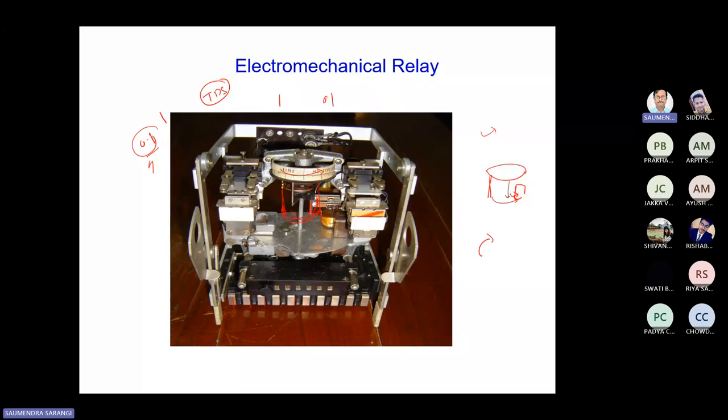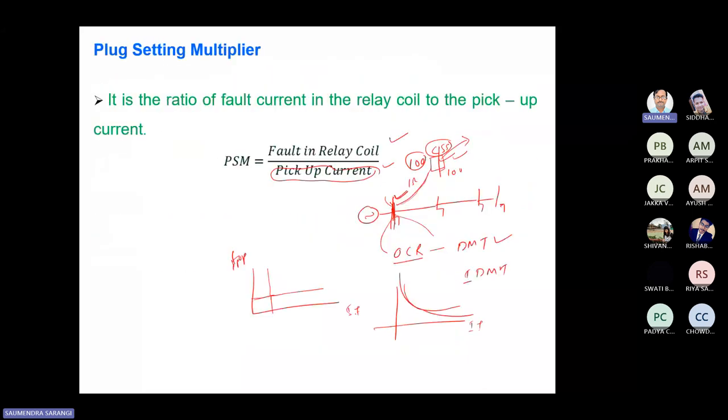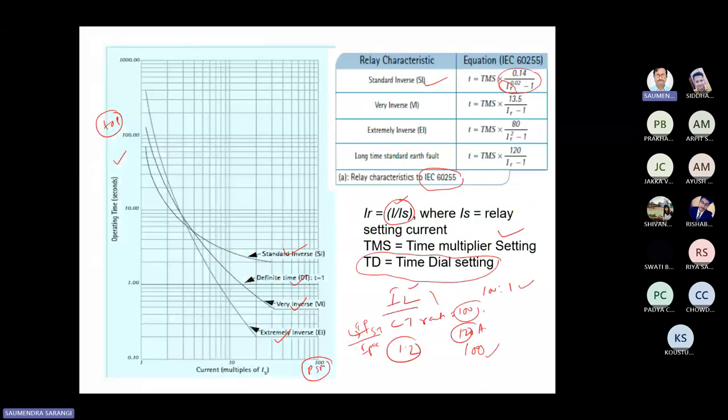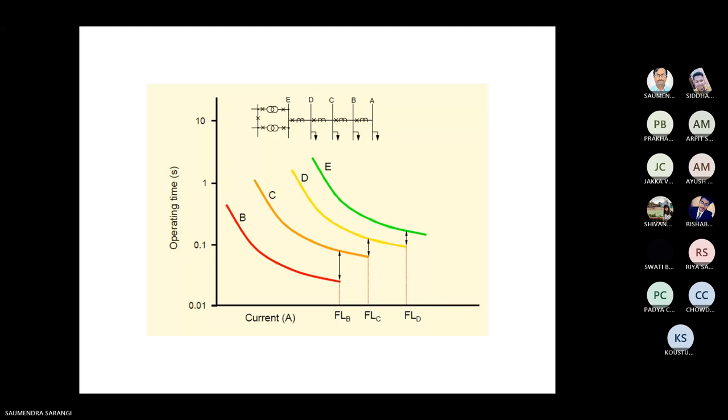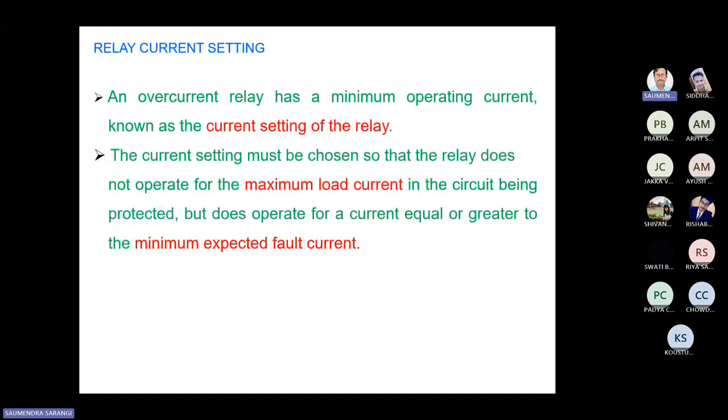But in this case, when we are going for backup of this relay, we observe that if you are going towards this side, the time of operation for this D relay is increasing. If the time of operation is increasing, then we are allowing a delay even during a high fault current. So this may cause damage to the whole system. Okay, so that is our problem.